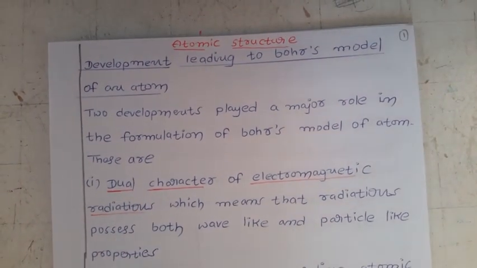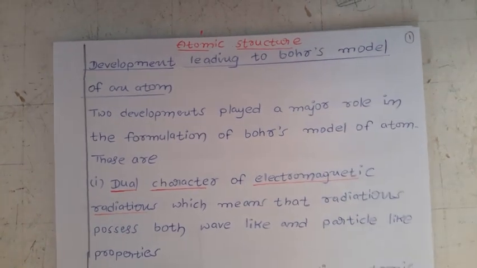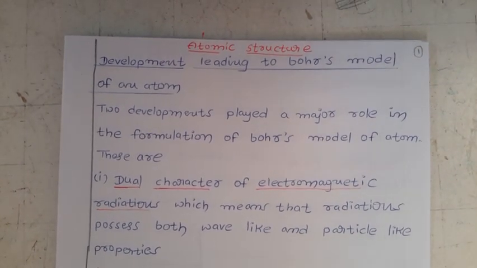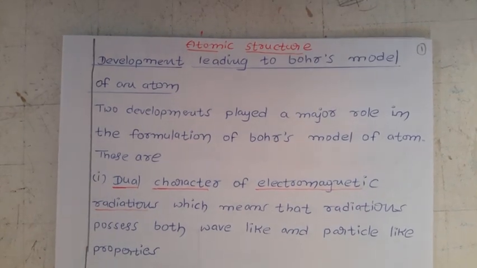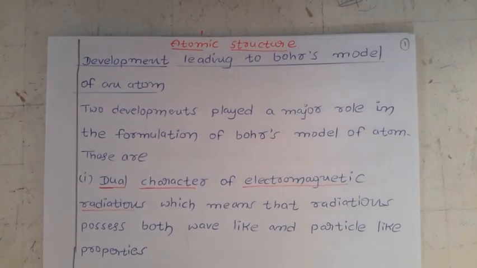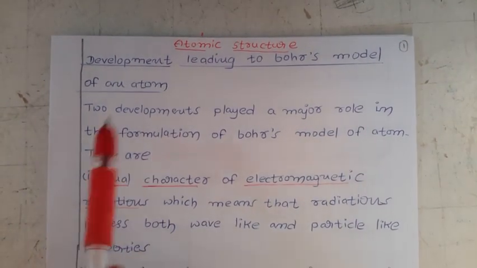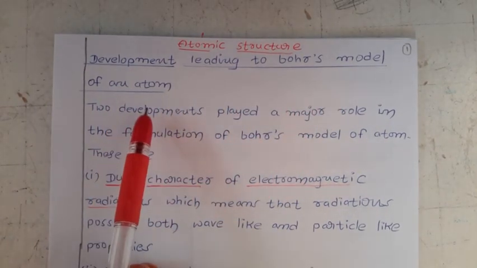So in 9th and 10th class you already learned about the subatomic particles, how the subatomic particles were discovered, and various atomic models like Rutherford and Thomson. So now we start directly from the Bohr model. In that, first we have the heading: development leading to Bohr model of an atom.